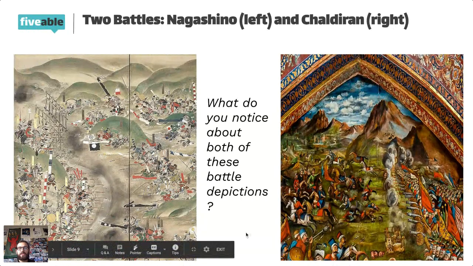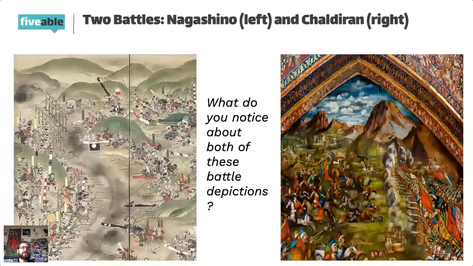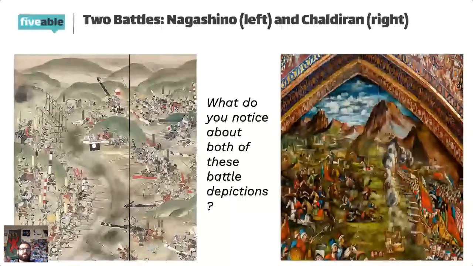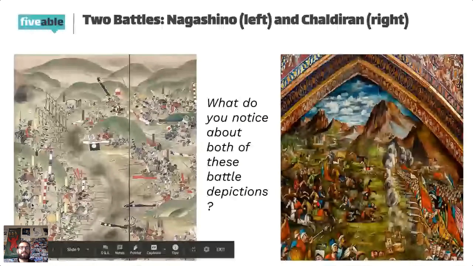And Chaldiran, on the right, which was between the Ottoman Empire and the Safavid Empire, a very similar thing happened. The Safavid Empire had this very, very fanatical cavalry called the Qizilbash, and they just charged the Ottomans' guns and were just annihilated in huge droves. It was just total disaster. So both of these battles demonstrate the power of muskets over traditional horse nomads or horse cavalry.